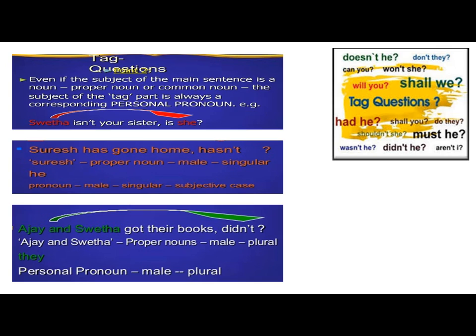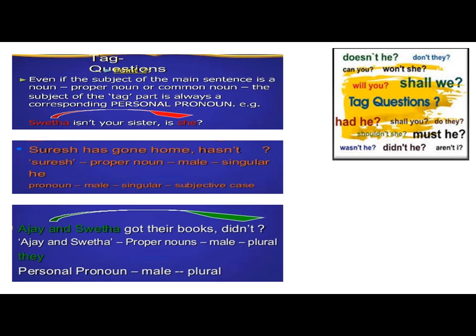Second point. Even if the subject of the main sentence is a noun, proper noun or common noun, the subject of the tag part is always a corresponding personal pronoun. Example, Shweta isn't your sister, is she? Suresh has gone home, hasn't he? So, Suresh is a proper noun, male, singular. So, we want to write he. Pronoun, male, singular, subjective case. That's why we are using he here.